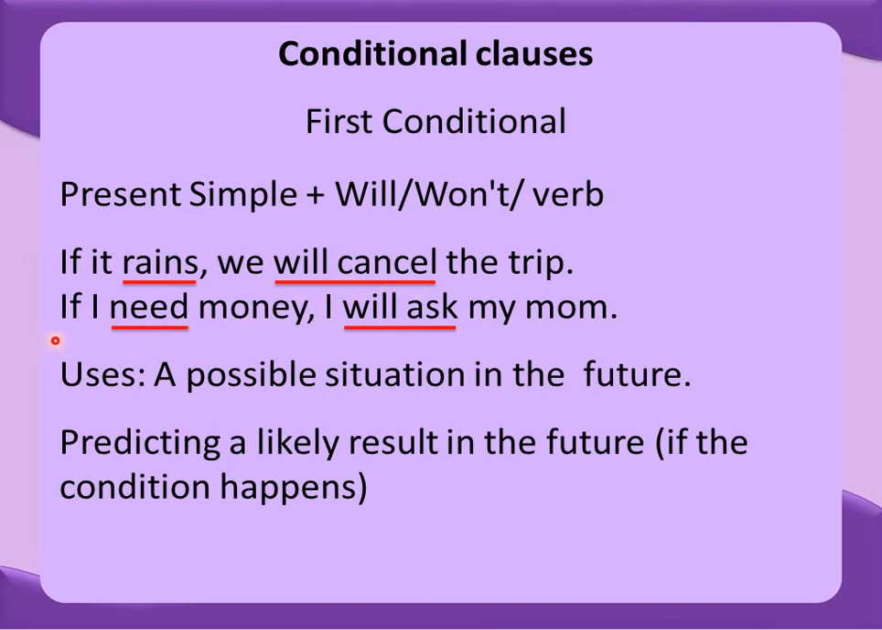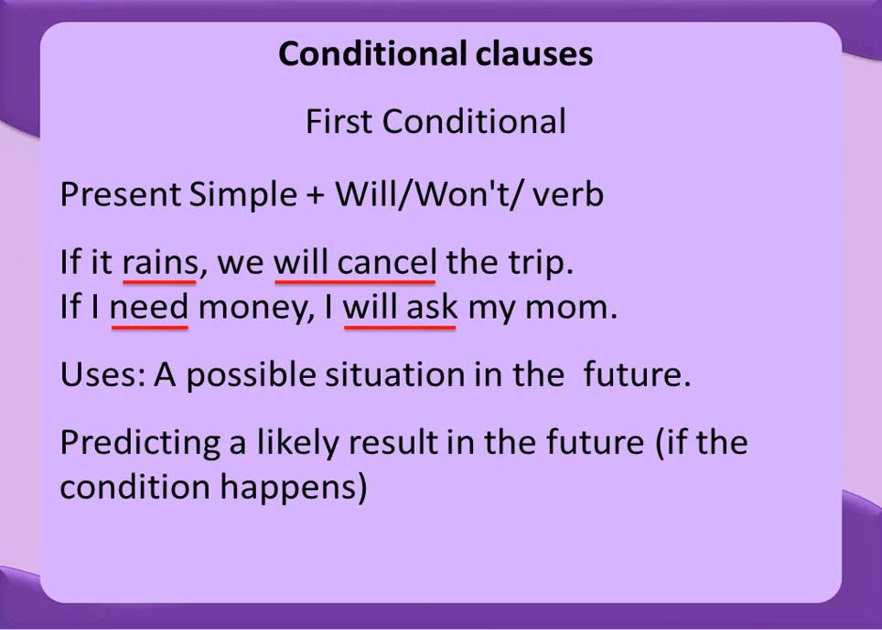Let's see one more example. If I need money, I will ask my mom. Need is in simple present tense and will plus ask is V1 form of verb. First conditional clauses are a possible situation in the future, that is predicting a likely result in the future, that is if the condition happens, that can be the result.